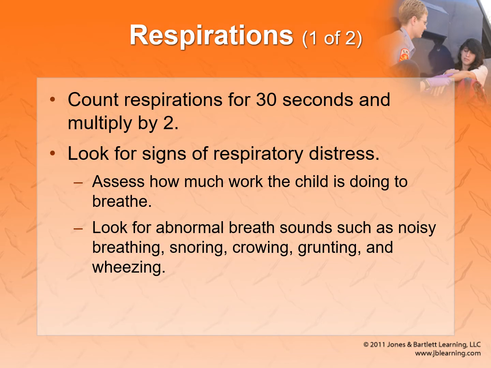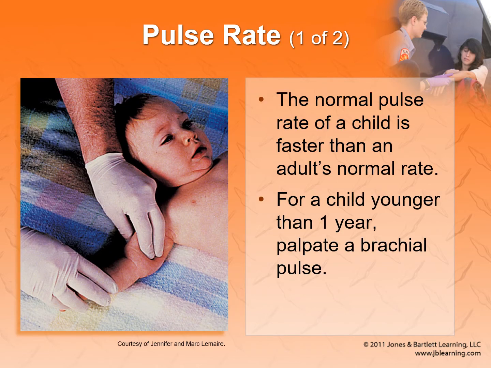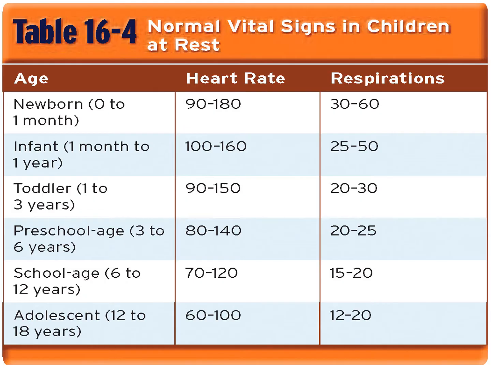Okay, respirations: count respirations for 30 seconds and multiply by 2. That's a better way to do it because your margin of error is a lot smaller. Keep an eye out for abnormal things such as snoring, grunting, or wheezing, and retractions, all that stuff. You're assessing for any sort of respiratory difficulty. Check a pulse rate. If the child is younger than 1 year, use a brachial pulse, as in that picture.